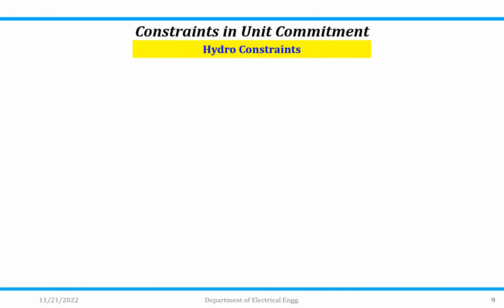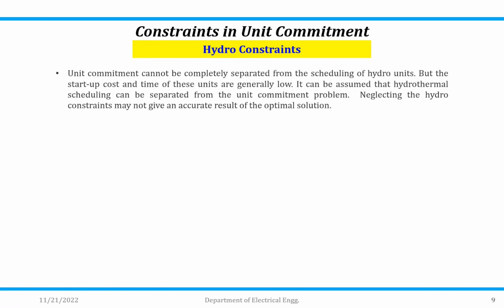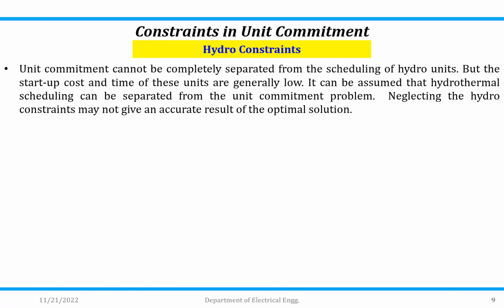Now there are a few other constraints also in unit commitment. Third one is the hydro constraint. Now unit commitment cannot be completely separated from scheduling of hydro units. But the startup cost and the time of these units are generally low in case of hydro units. It can be assumed that the hydrothermal scheduling can be separated from the unit commitment problem. Now neglecting the hydro constraints may not give an accurate result of the optimal solution.